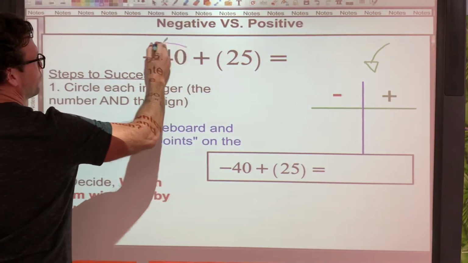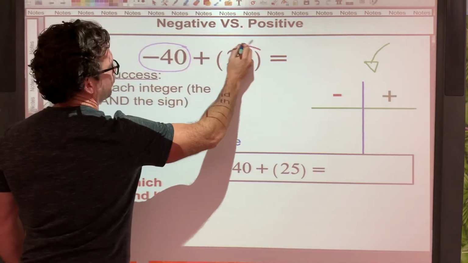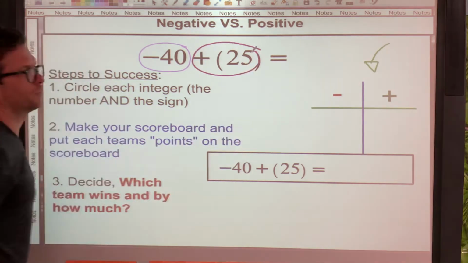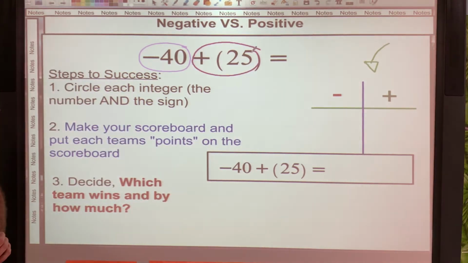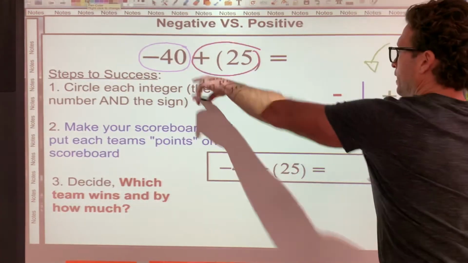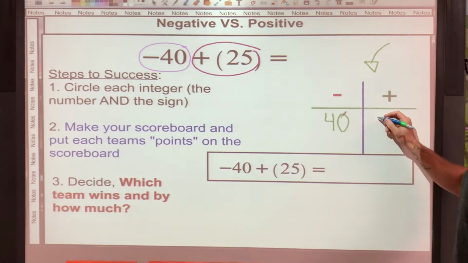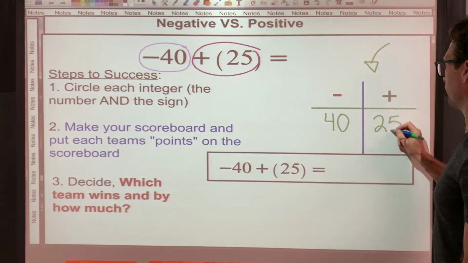I see a negative 40. I see a positive 25. We are good to go. Let's go to step 2. We've already made our scoreboard, so now we want to put our points for each team into our scoreboard. So let's use a different color. The negative team scored 40 points. The positive team only scored 25 points.